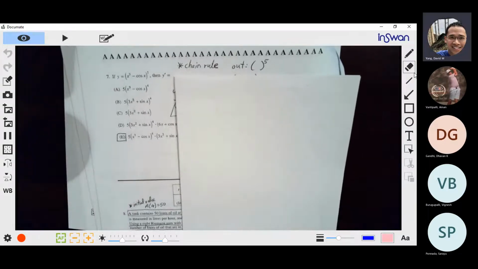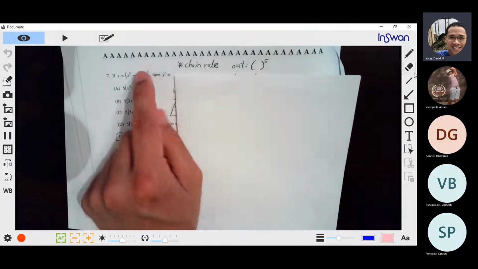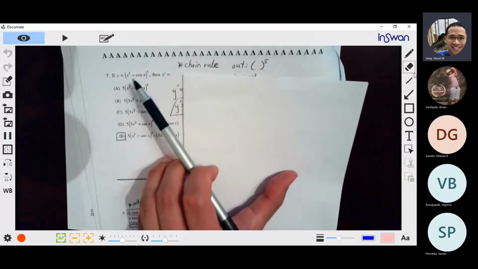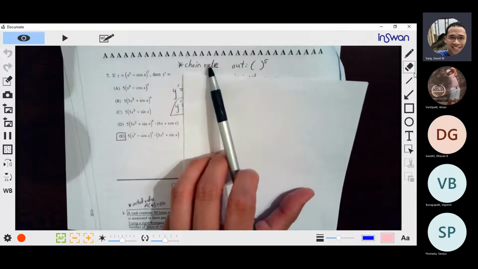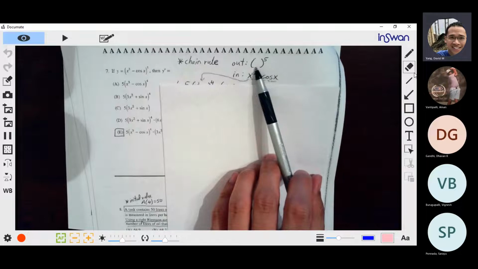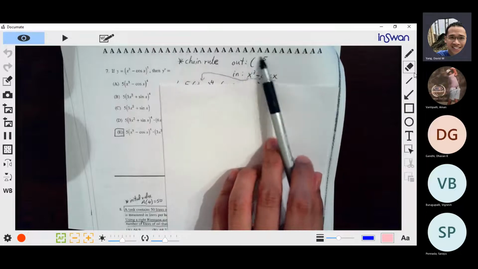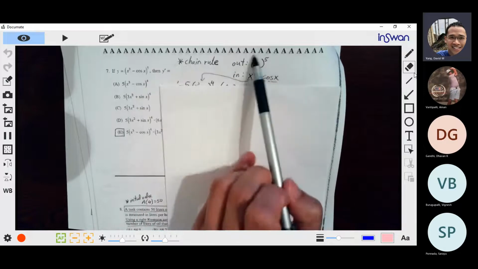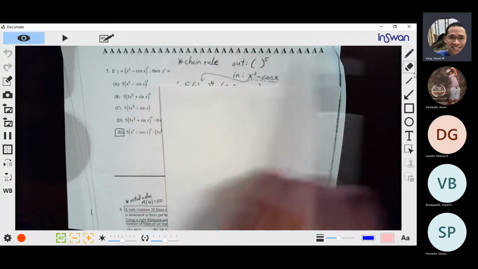All right, number 7, x cubed minus cosine x, quantity to the 5th. Find y prime. To find y prime, we have to realize that this is a function within a function. We have to go through chain rule. So chain rule, recognize the need for parentheses to the 5th. That's the outside function. The inside function is the x cubed minus cosine x. And we take turns with each of these derivatives.